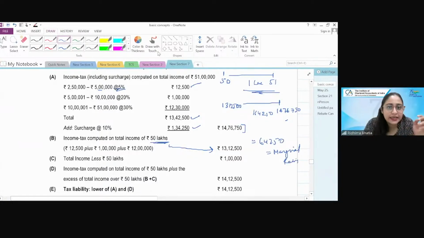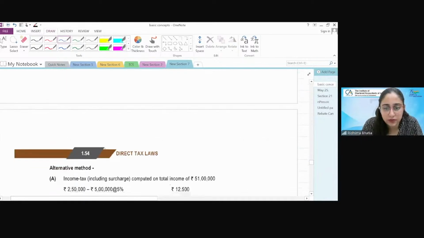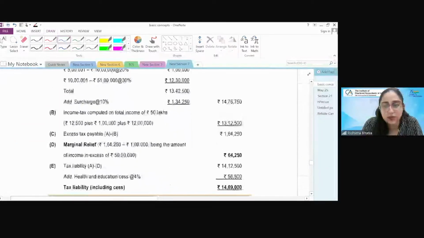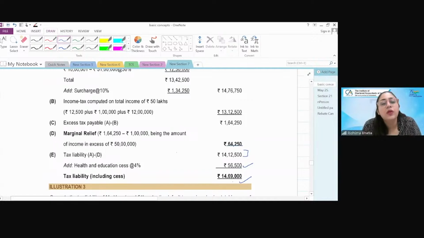So now the fresh tax would be... I find this method the best. Fresh tax would be 14,12,500, because on 14,76,750, relief comes to 64,250. Fresh tax is 14,12,500. Now I will add cess. Relief has to be calculated before cess. Sorted? It comes to 14,69,000.